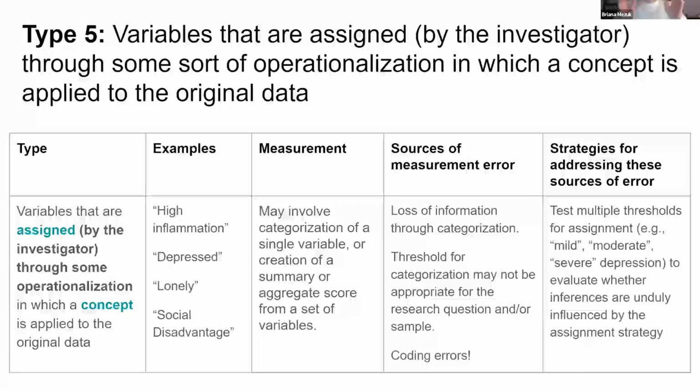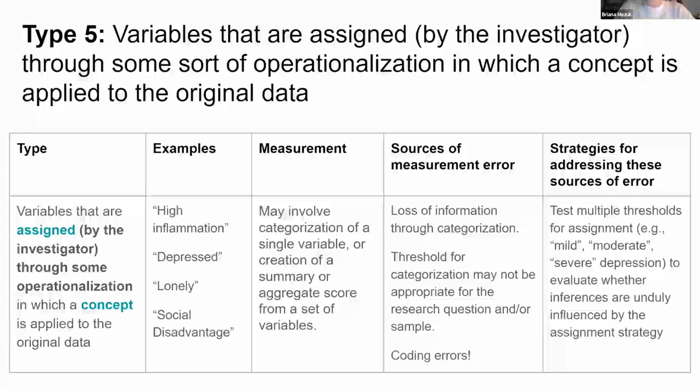So the sources of measurement error for these types of variables are obviously loss of information through categorization, the fact that the threshold might not be appropriate for the research question or the sample that you're working in, and coding errors, right? Like this stuff happens, and so it's important to understand what's going on when you start to manipulate that data, or if you're using a data set that has a variable called high inflammation, you should double check that. I would double check that if I were you, right?